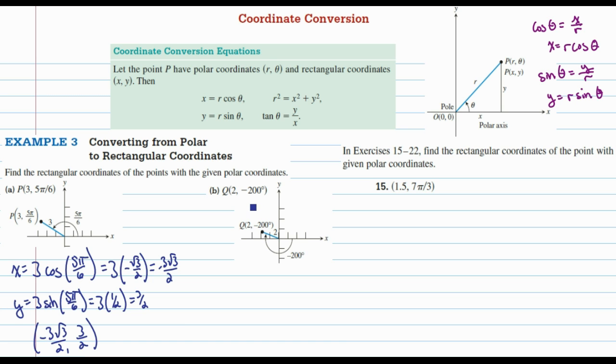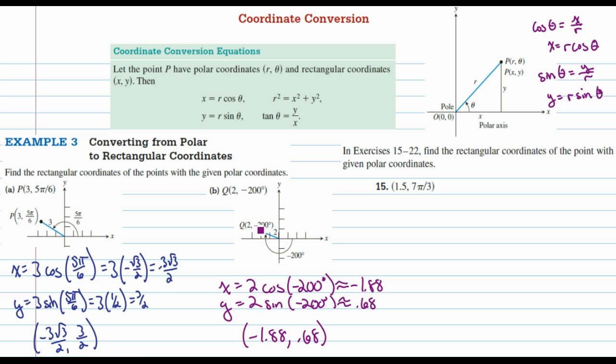Part B, since our angle is in degrees and we don't really know from the unit circle what the cosine or sine of negative 200 degrees is, this one I would definitely allow you to use your calculator on. The x-coordinate is 2 times the cosine of negative 200 degrees, which using my calculator is about negative 1.88. Then the y-coordinate is 2 times the sine of negative 200 degrees, which is about 0.68. So overall, that point would be negative 1.88 comma 0.68 if I were just plotting this in function mode on an xy plane, and that looks about right. A little less than negative 2, and then 0.68.